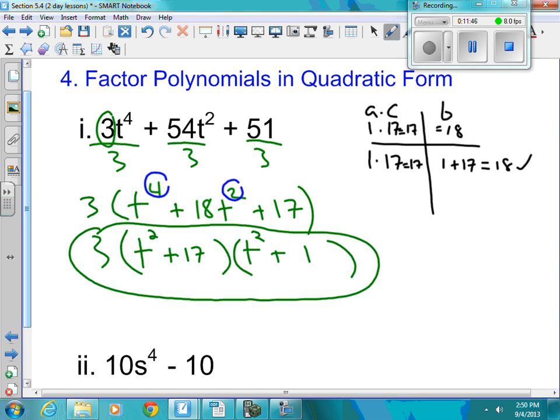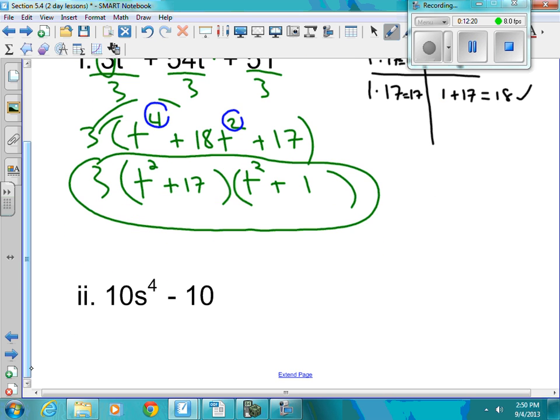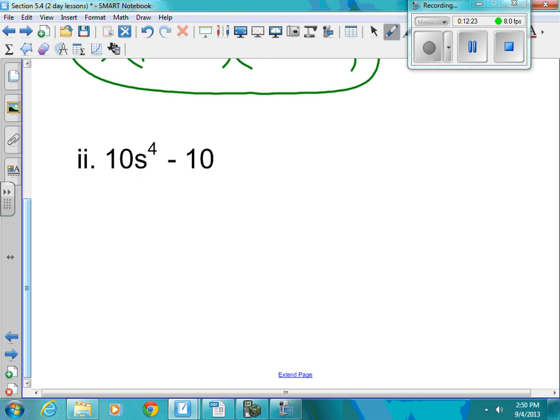I would check it by FOILing it back together. First of all, I'd probably do it in stages. 3 times t to the 4th times 18t squared plus 17. I would, in other words, multiply this back through, make sure I got this answer up above. And if that checks out, then I would just check to make sure to FOIL this t squared plus 17 times t squared plus 1 to see if you get the t to the 4th plus 18t plus 17. Or you can FOIL it and then distribute and make sure you get the whole thing, however you want to do it. But I would always double check. Whenever you're doing a factoring problem, you can always check by FOILing or using the table method. So do so, especially on tests and quizzes.